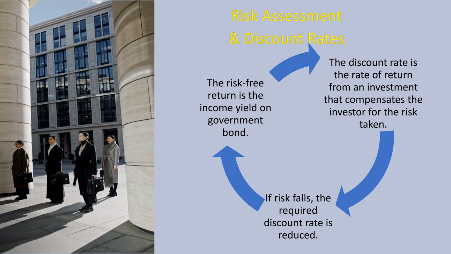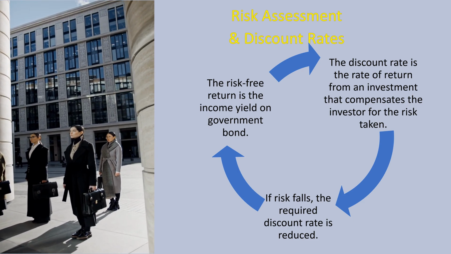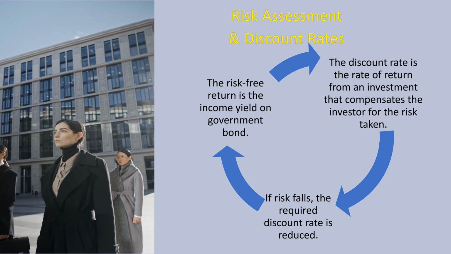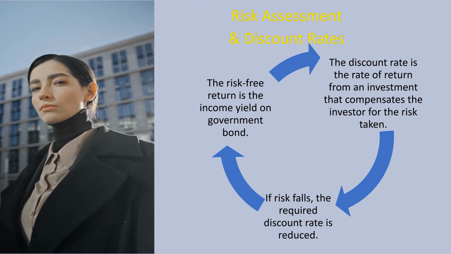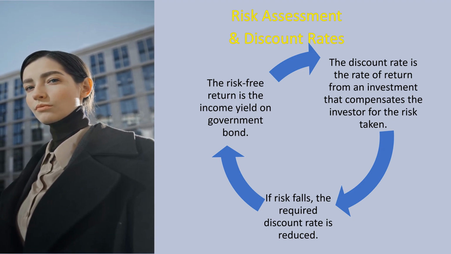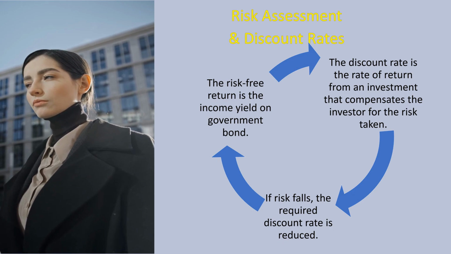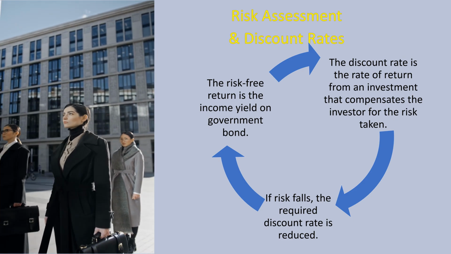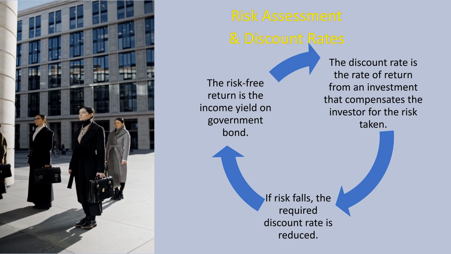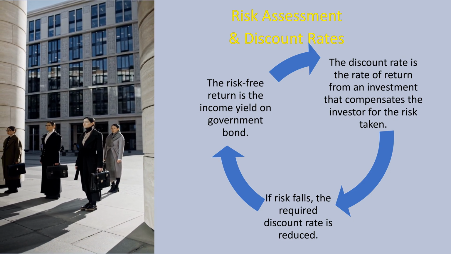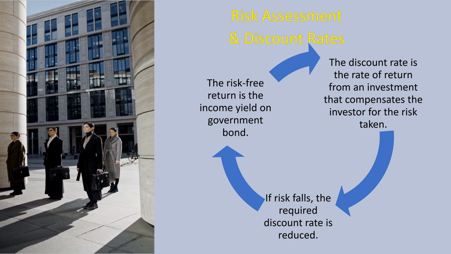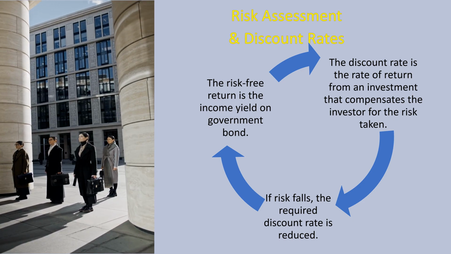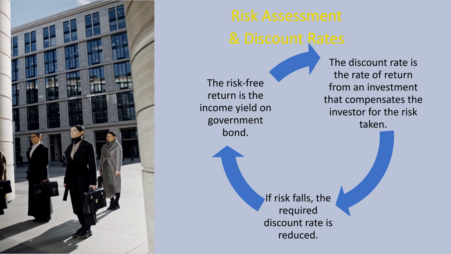The discount rate used for a cash flow analysis of an investment property is defined as that rate of return from an investment that compensates the investor for the risk taken. As risk rises, the compensation for the level of risk rises too. This is reflected in a rise in the required return, and hence a rise in the discount rate used to discount the cash flows back to a present value.